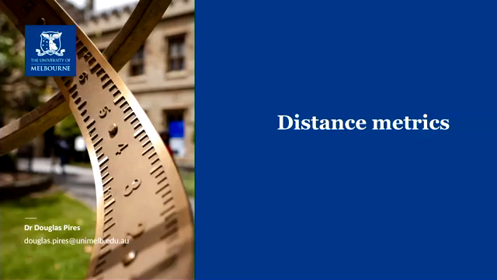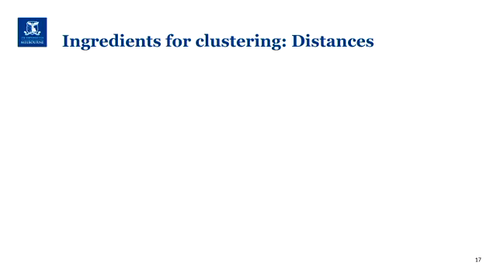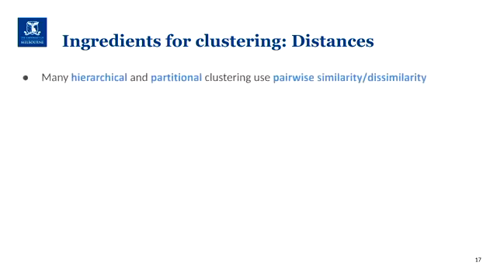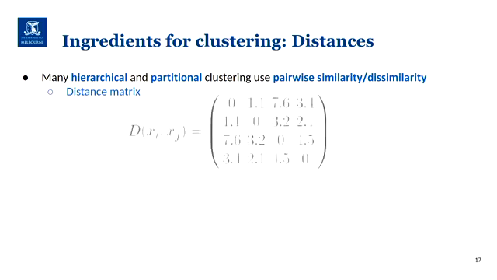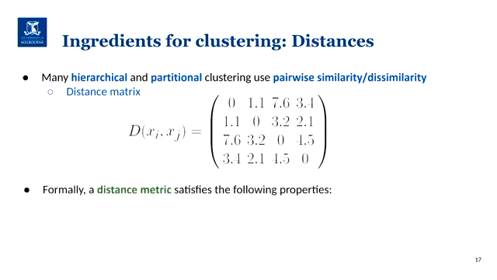So let's start with distance metrics. It's the first ingredient for clustering, and many hierarchical and partitional clusterings actually work based on pairwise similarity or dissimilarity metrics. The one that we are quite familiar with is the distance metric, okay? And in order to be a metric, any value needs to satisfy the following properties, and that's quite important for clustering. The first one is being non-negative.